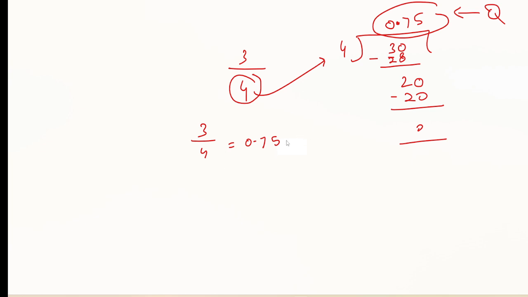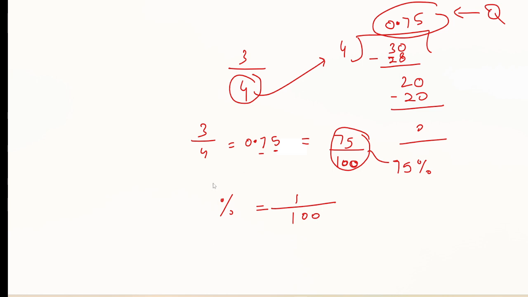Now to convert it into percentage, we know percentage means out of 100. So this will become 75 over 100, right? Because after the decimal there are two digits, so I can put two zeros in the denominator. Then this 75 over 100, this is 75 out of 100. So I can say 75%, because percent is nothing but 1 over 100, right? Out of 100. This is the meaning of percent.